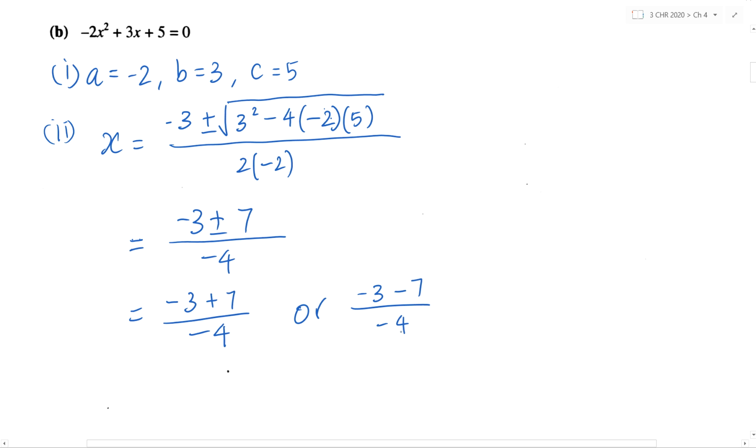Evaluate. -3 plus 7 divided by -4 is -1. That's one answer. The other answer will be -3 minus 7 divided by -4. And you get 5 over 2. Okay?